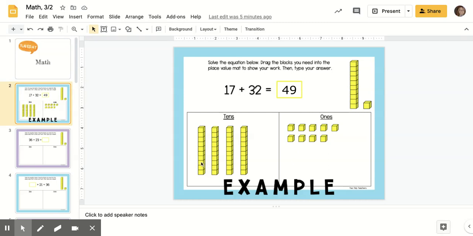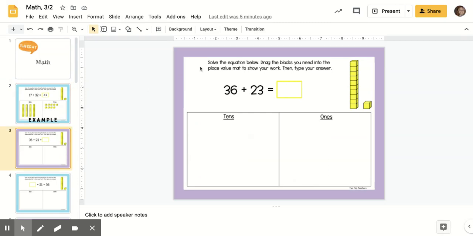And they can easily count to check their number. 10, 20, 30, 40, 41, 42, 43, 44, 45, 46, 47, 48, 49. Yep, their answer is 49. It's correct. All right, let's take a look at our first learning activity slide together.